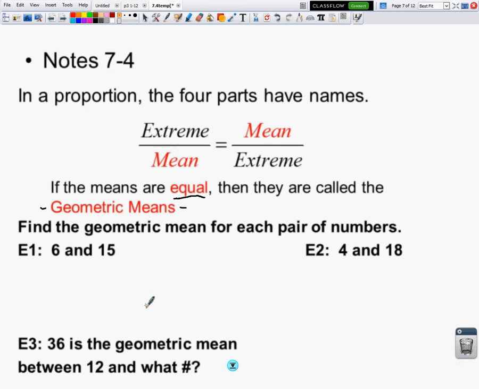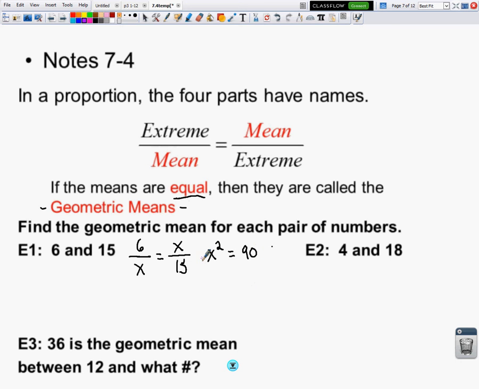So in the first example, it says, find the geometric mean for each pair of numbers. In the proportion, they're asking me to find the geometric mean. So where the two means are, what am I going to put there? X. And what's going to fill in the other two places then? 6 and 15. And we simply would cross multiply. X times x is going to give me x squared, and 6 times 15 is going to give me 90.